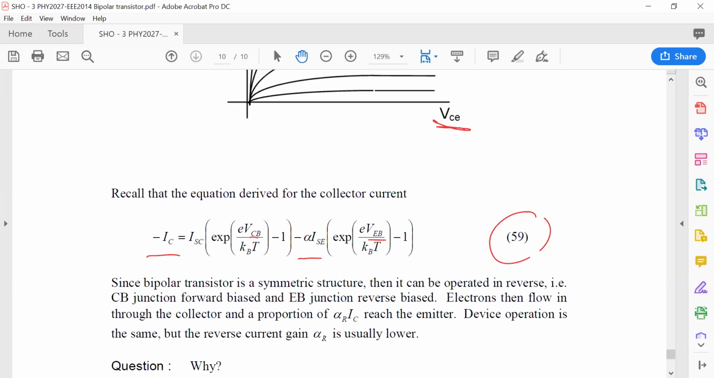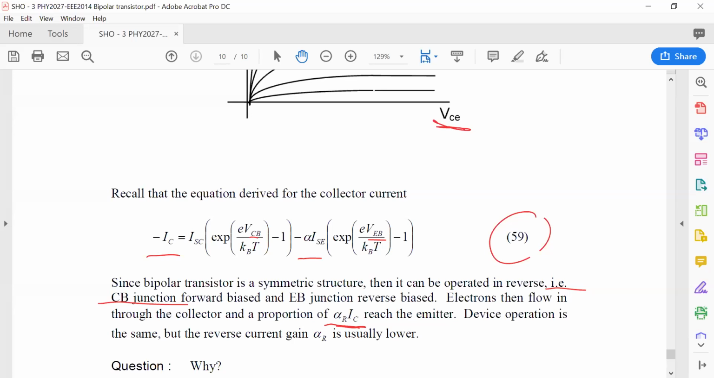But because it's an NPN, in either direction, you could operate it in reverse. In other words, as it says here, with the collector base junction forward biased and the emitter base junction reverse biased. And this would then show that instead of having the electrons flowing from the emitter to the collector, in this case, you're now going to have electrons flowing from the collector to the emitter, and instead have a proportion of the collector current reaching the emitter, where alpha is now the efficiency or the proportion that reach the emitter.